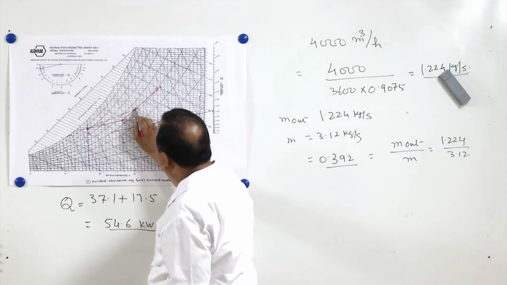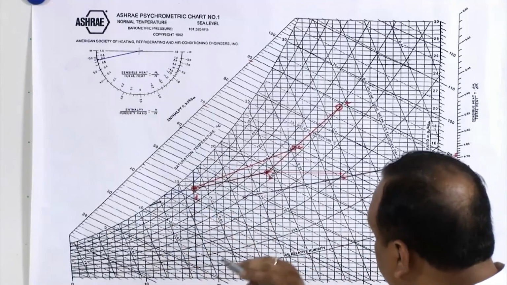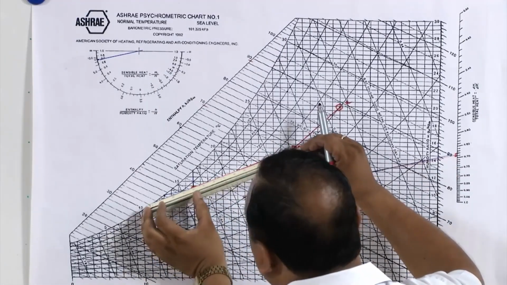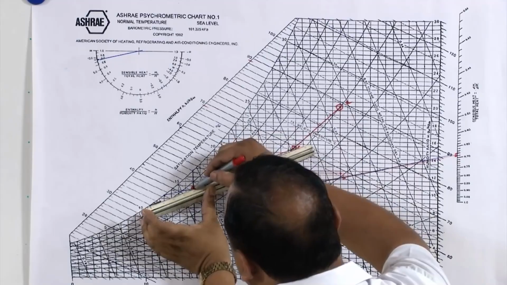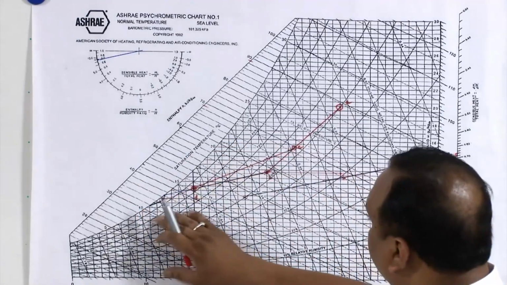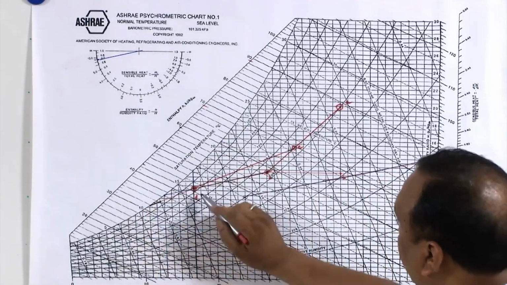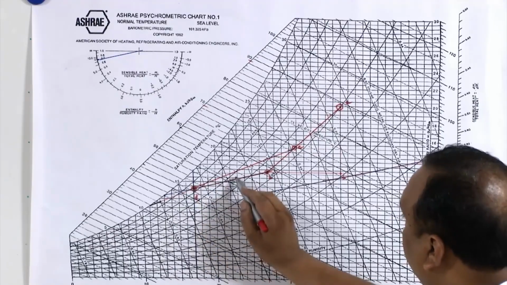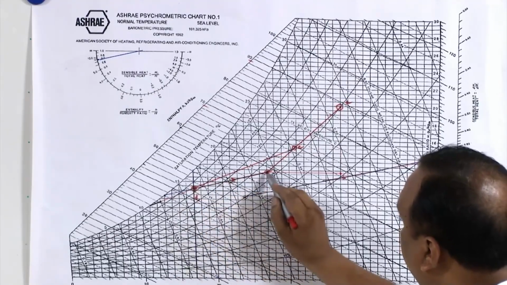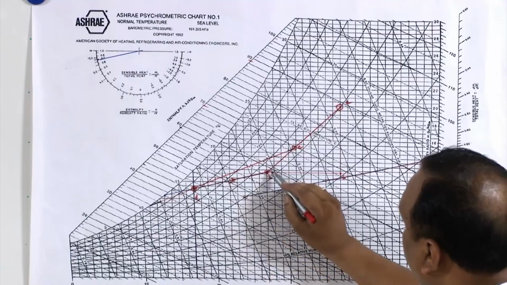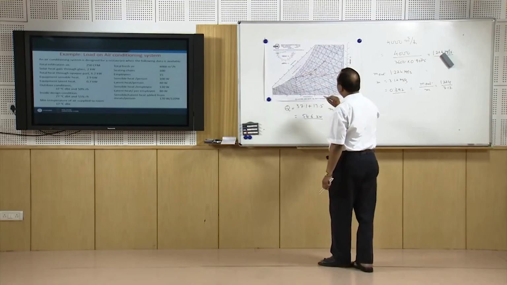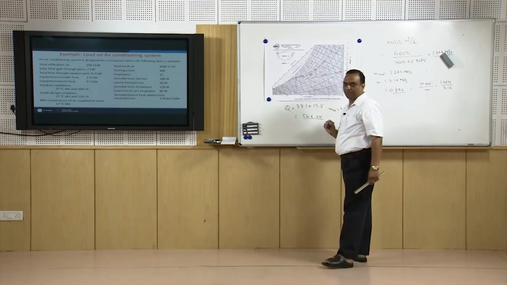Now this mixture enters the cooling coil, or it passes over the cooling coil and attains the temperature of 17 degrees centigrade. Then air is supplied to the room. It picks up heat from the surroundings, and the air which is leaving the room is at 27 degrees centigrade and 55% relative humidity.